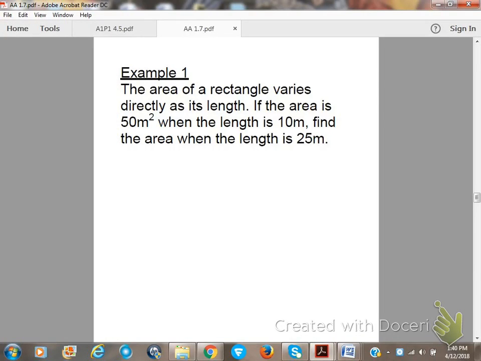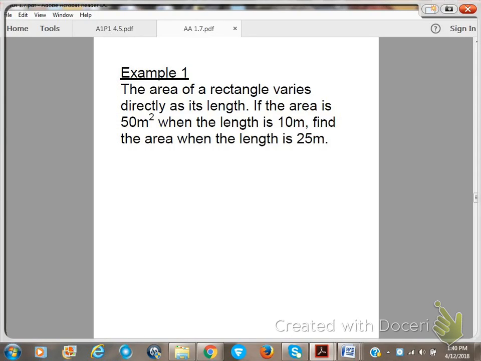Direct variation, okay, so are we gonna be multiplying or are we gonna be adding? I meant dividing. Okay, so our basic formula for direct variation is that y equals k times x.